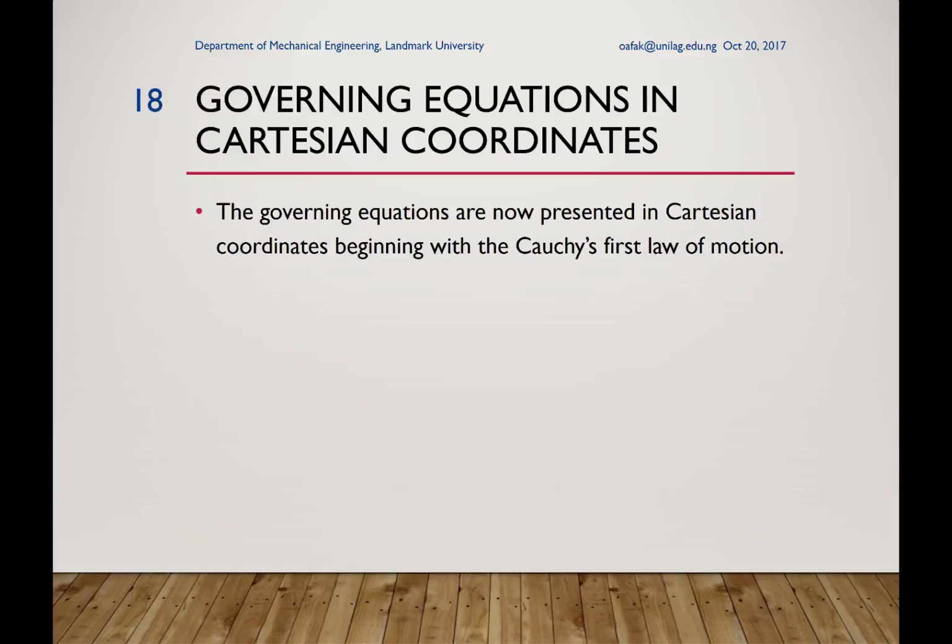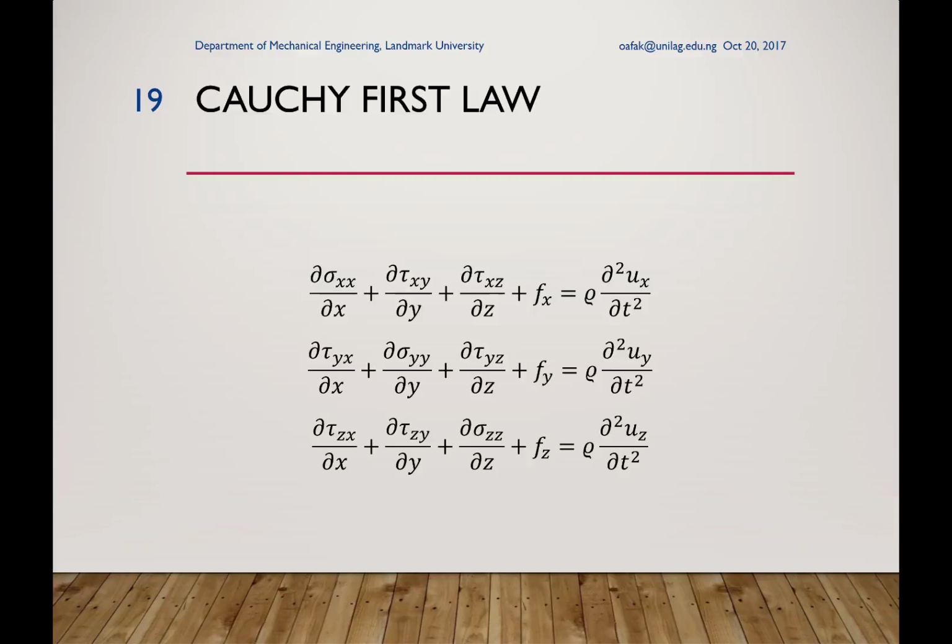The governing equations in Cartesian coordinates. First, this is Cauchy's first law, the divergence of the stress tensor. These are the expressions of the divergence of the stress tensor in the x coordinate. This is the same divergence of the stress tensor in the y coordinate, and this is the divergence of the same stress tensor in the z coordinate. And these are the body forces in x, y, and z coordinates, and these are density times acceleration in those 3 coordinates. So you have 3 equations from Cauchy's first law.